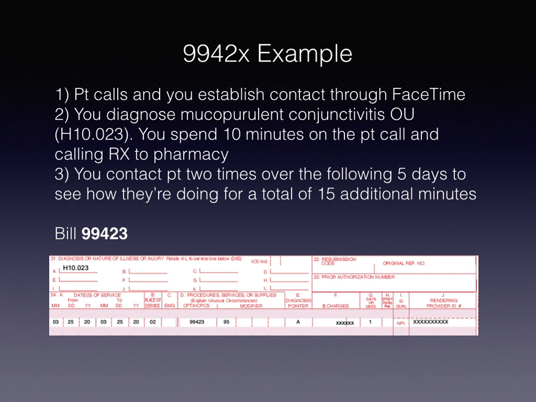So since the 99423 is 21 or more minutes, that's the code that you would use. And again, your ICD-10 code is H10.023 because it's both eyes now. Place of service is 02, the 95 for the synchronous communication, and the 99423 is there for the total amount of time.